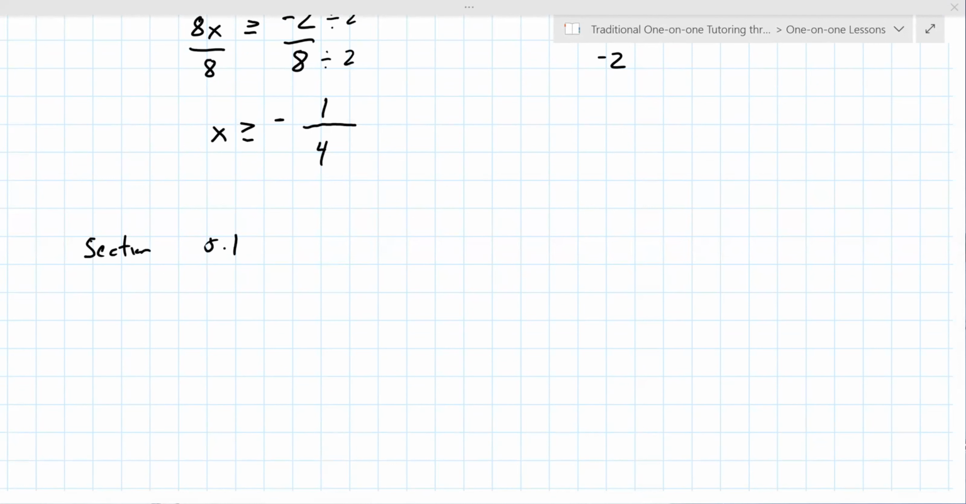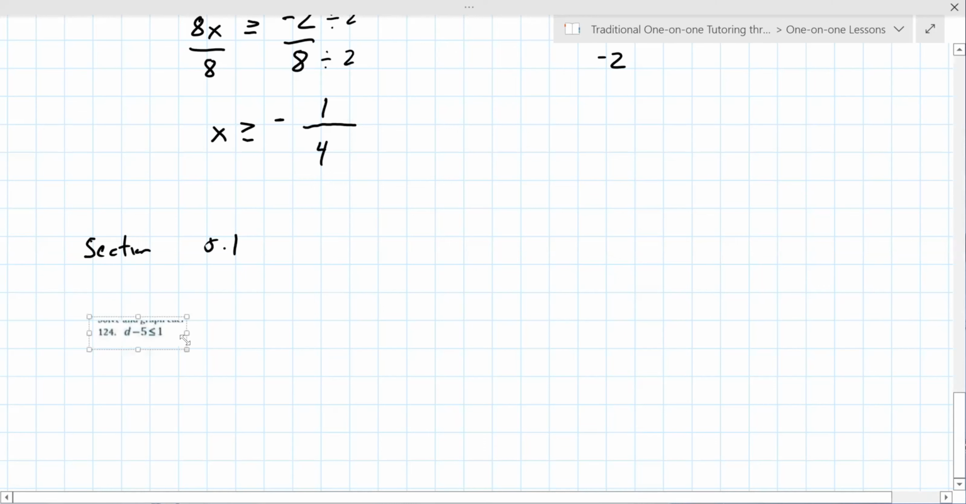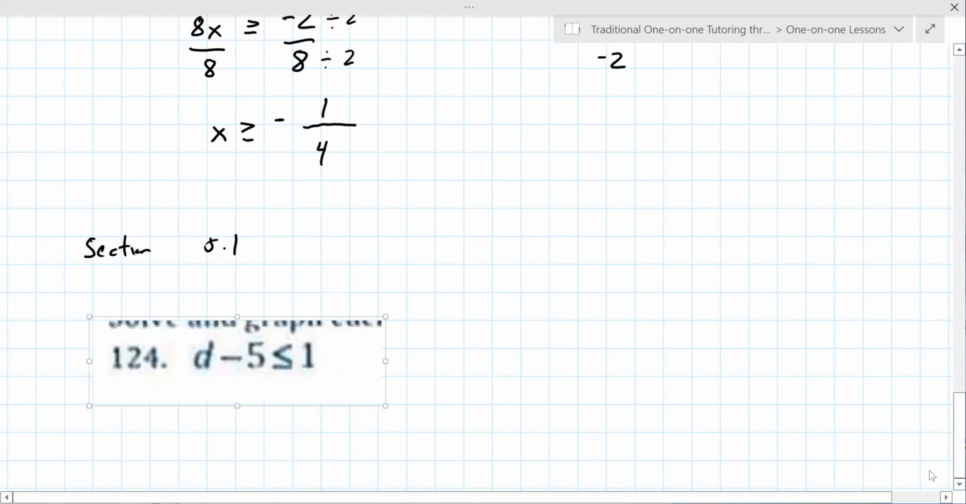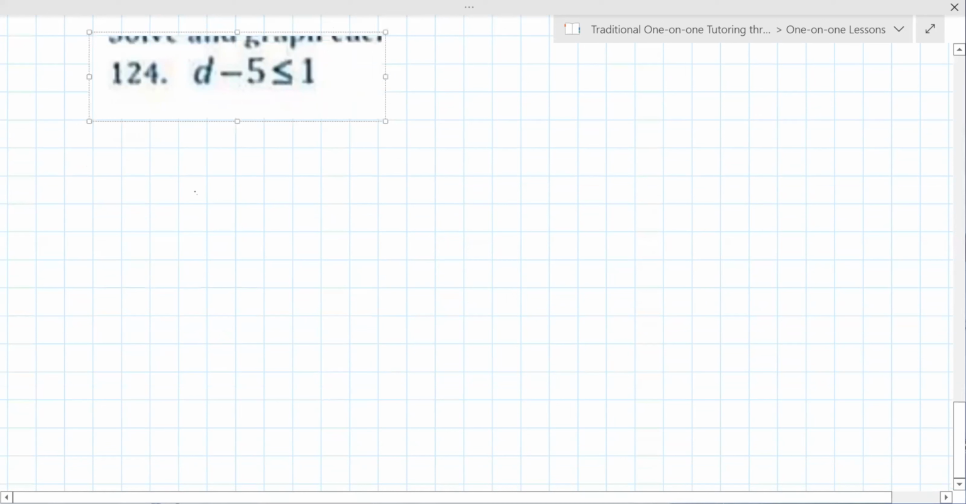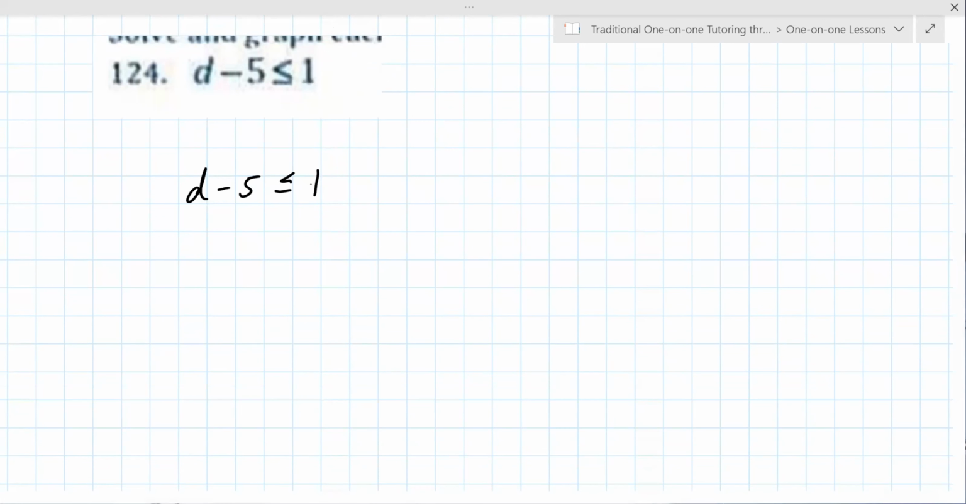So let's do some of them, and I'll try to point out how to do the others. But let's look at 124 here. These are some inequality problems. Actually, I don't like the way this is written, so let me write here: D minus 5 less than or equal to 1. This is a simplified version of what we've been doing in the previous problems.